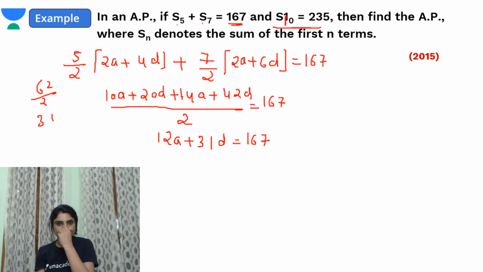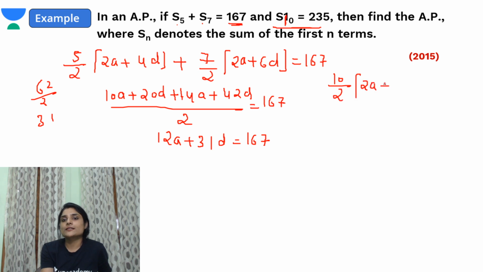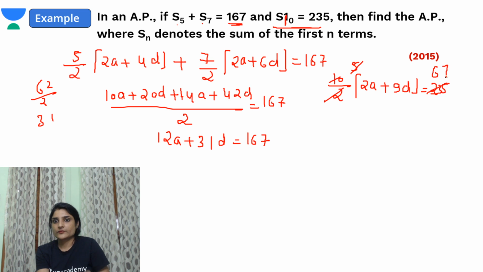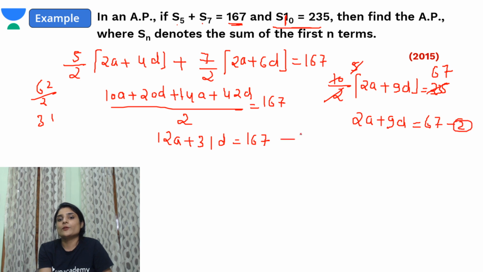Check this out. Okay, so now you can solve the second one. 10 by 2, 2A plus 9D equal to 235. So you can cancel this out. 2A plus 9D is equal to 47. This is your second equation. This will be your first equation. Just solve both the equations.